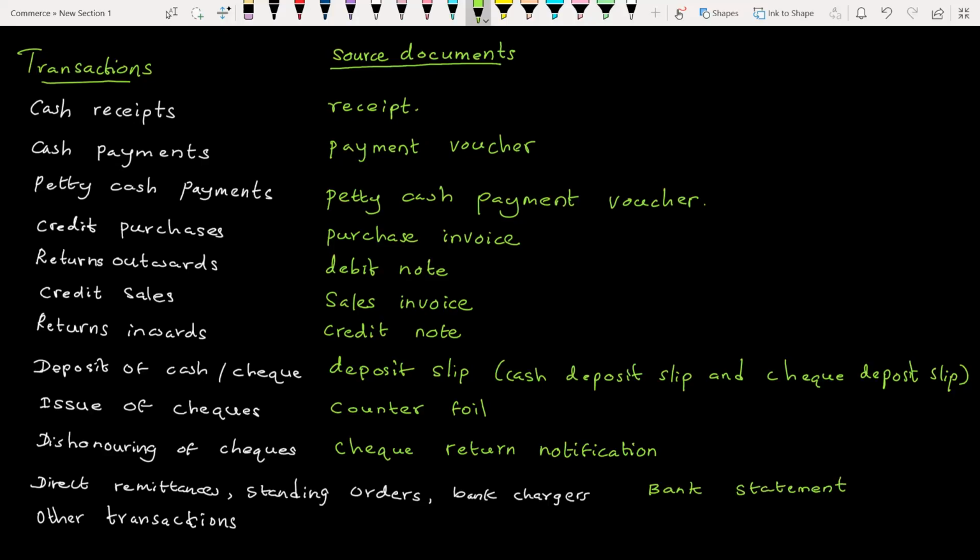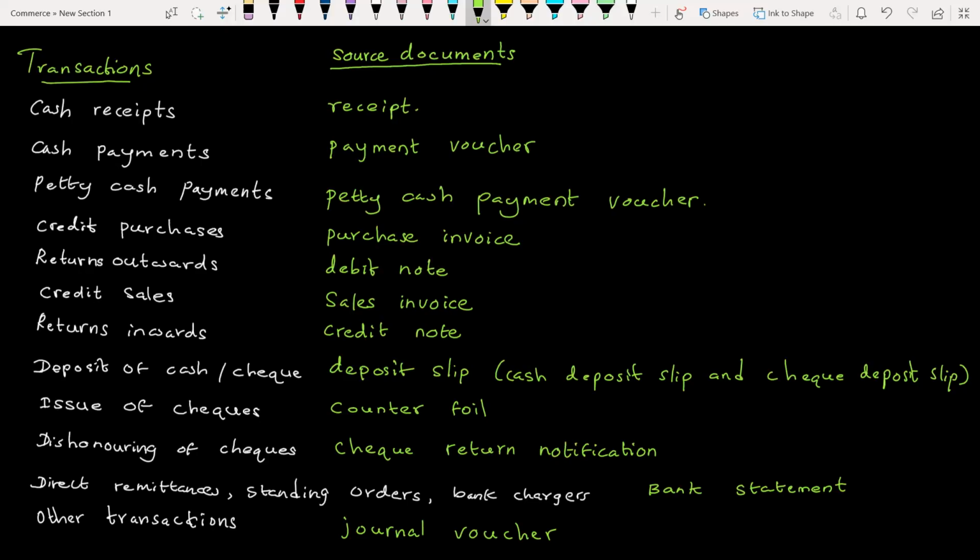So remember, all the source documents are not prepared by the particular business. It can be prepared by another party. For example, bank statement is prepared by the bank. Even check return notification is prepared by the bank. Then finally, the other transactions. The relevant source document for these is journal voucher. So these are the common source documents used in accounting.